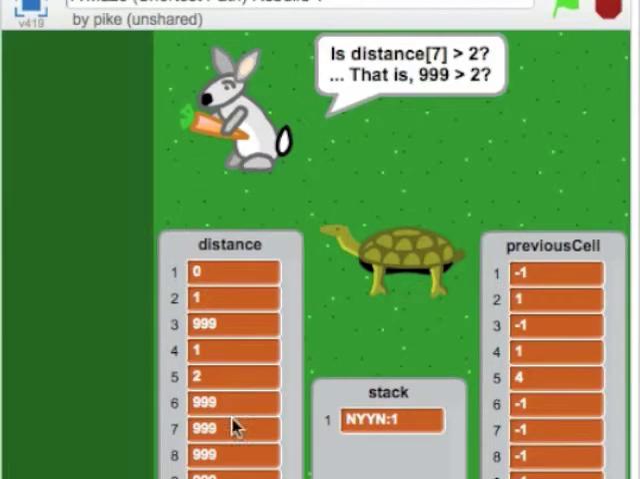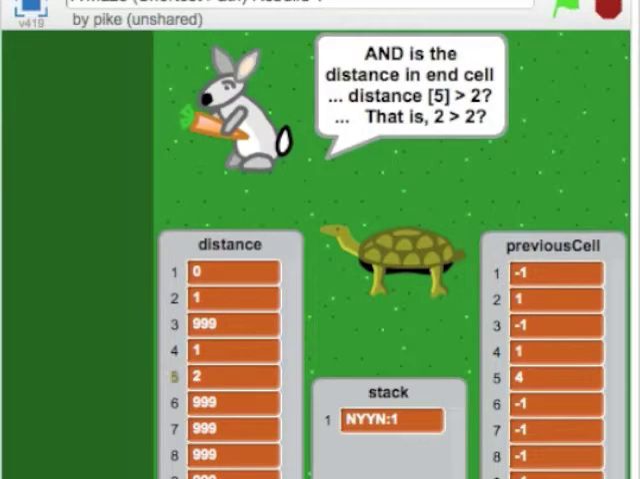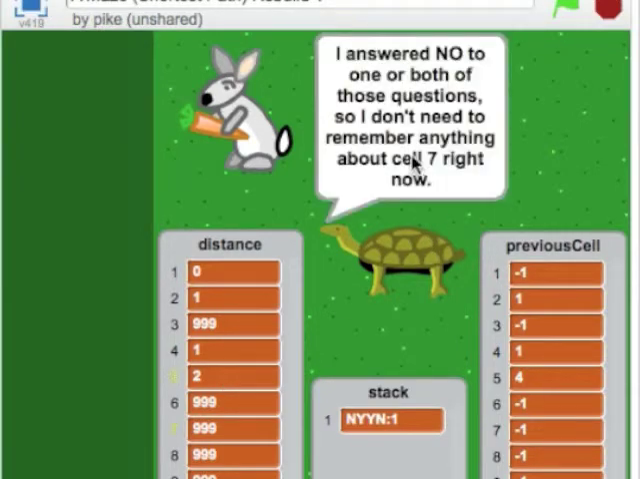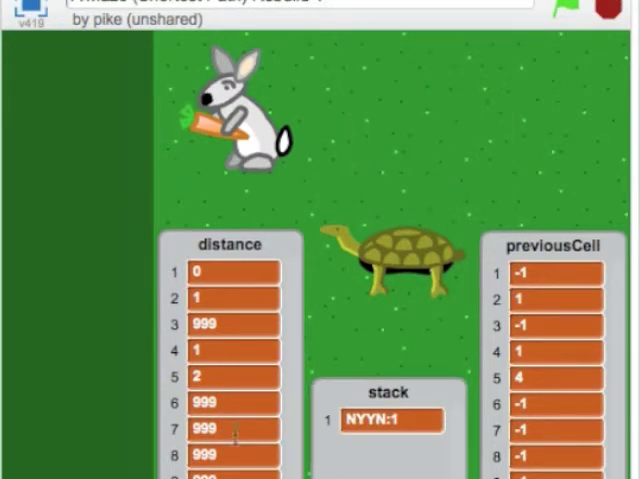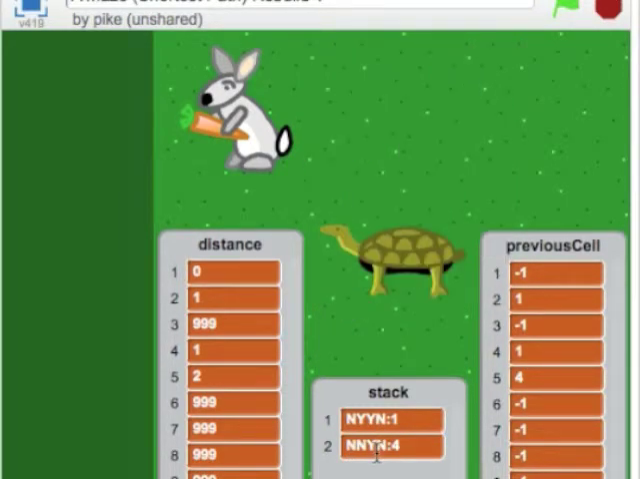Again, I go to cell 7 in the distance table and I ask whether it's greater than the distance I've traveled to get here, greater than 2, and it is. Then I look at the cell for the end point and I ask whether it's greater than 2, but it is not. So I answered no to one of those questions, and that means cell 7 is not anything I need to remember about now. In summary, only traveling to the east did I find a cell on the shortest path. So I put a Y for the east section, and then I go on.